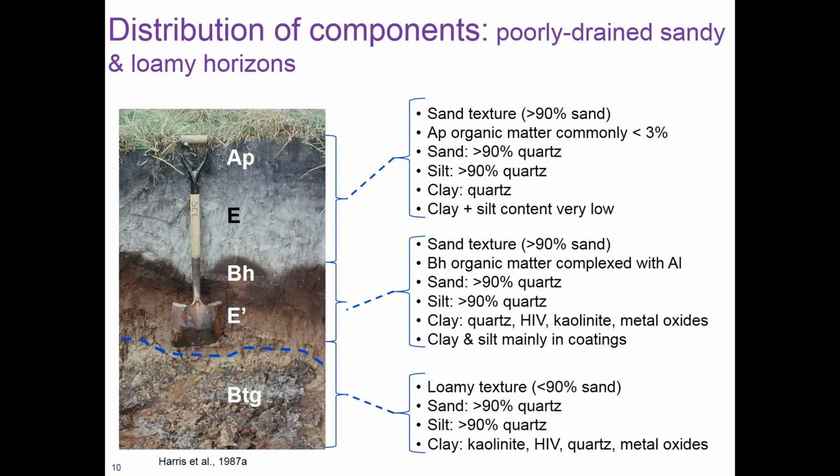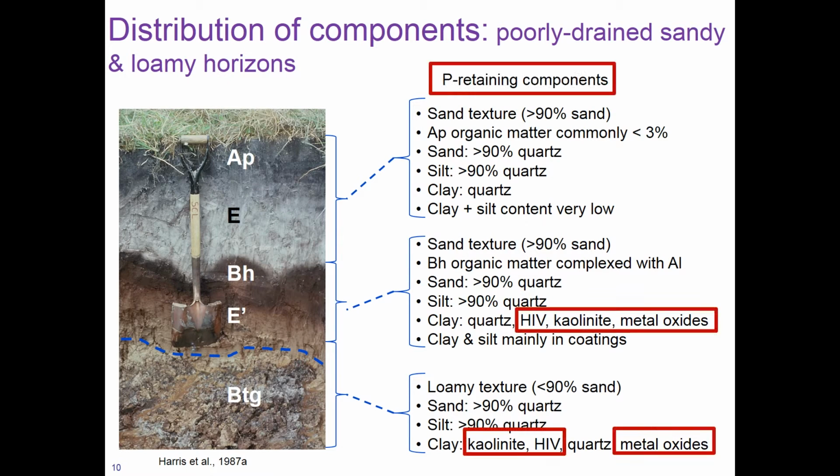Moving down to the Btg, it has more clay, a loamy texture with less than 90% sand. Again, though, the sand and silt are dominated mineralogically by quartz. But the clay has a little higher proportion of phyllosilicates, such as kaolinite and hydroxy-interlayered vermiculite, along with quartz and again aluminum and iron oxides.